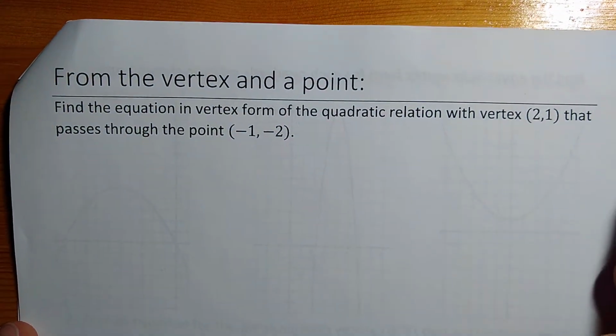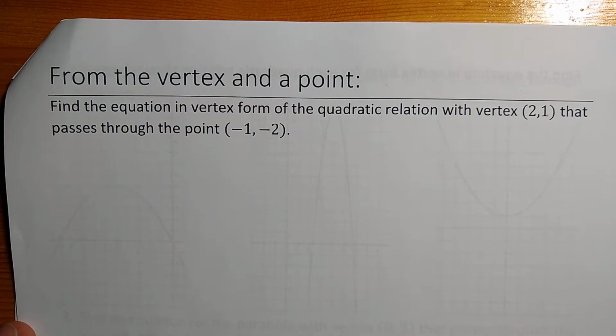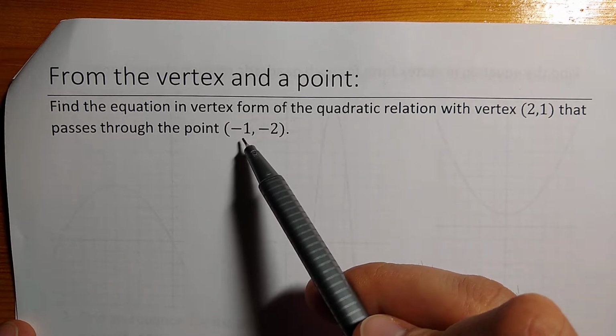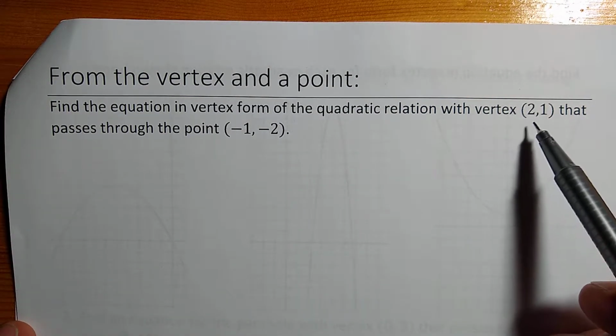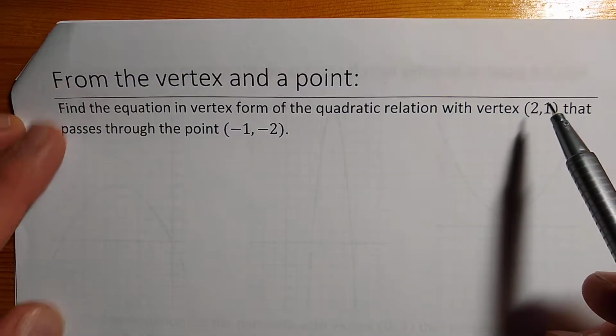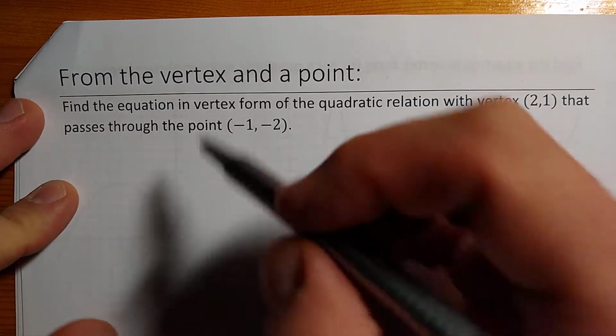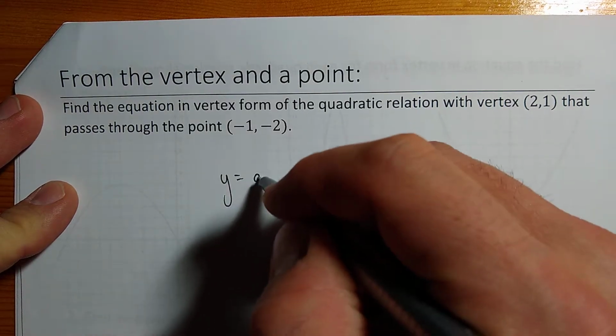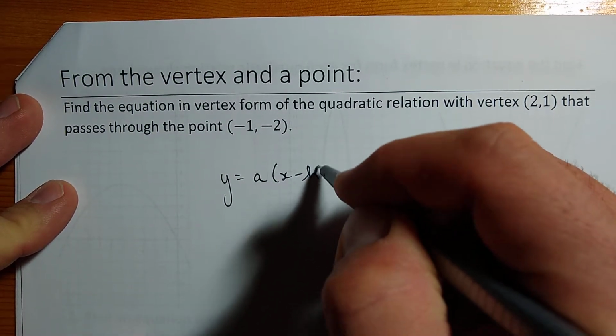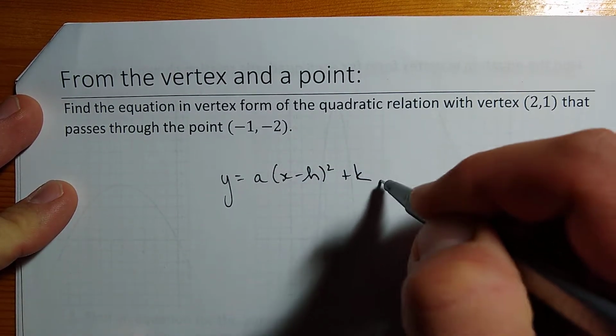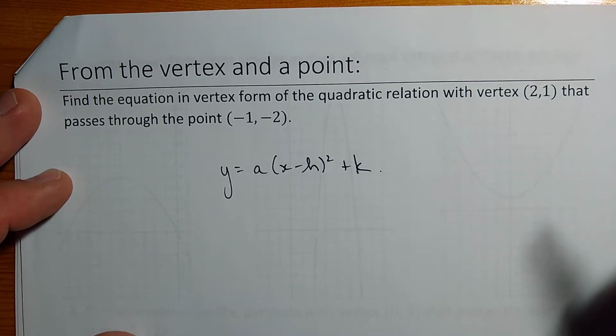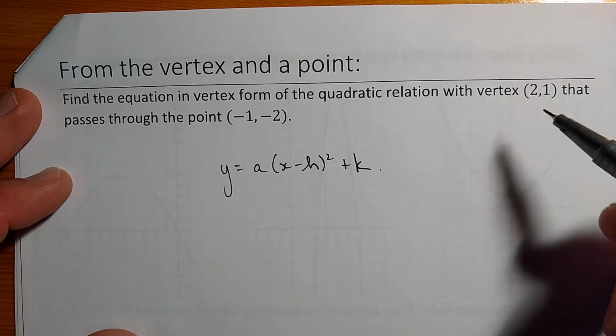What if we don't have a nice graph to work with, or if the coordinates are somewhat more difficult? This one, for example, I know a point that is not 1 away from this vertex, but we can still just use a bit of algebra to find this. So remember that the vertex form always looks like this. And so we'll start substituting in what we know.